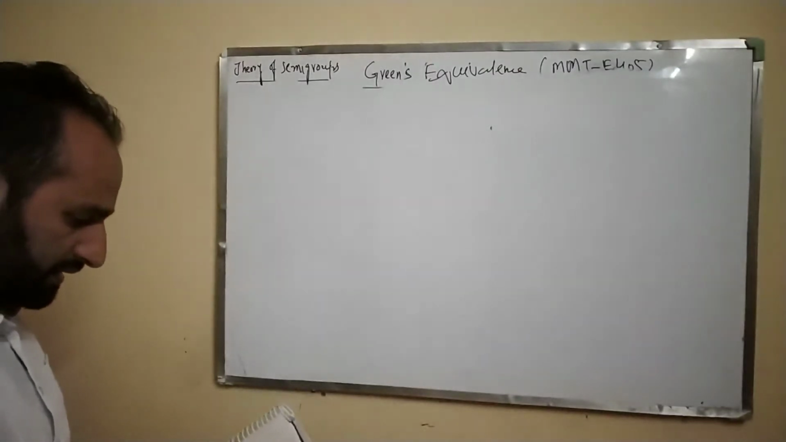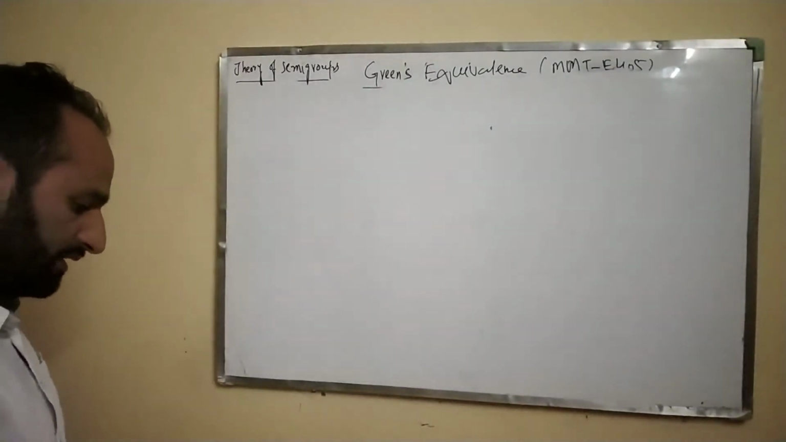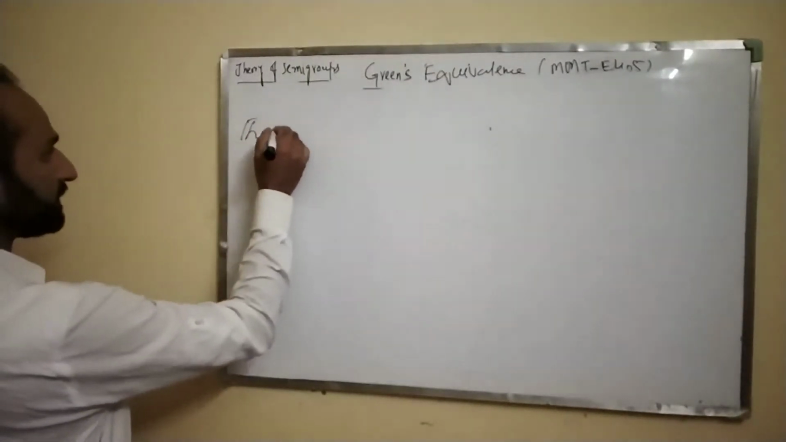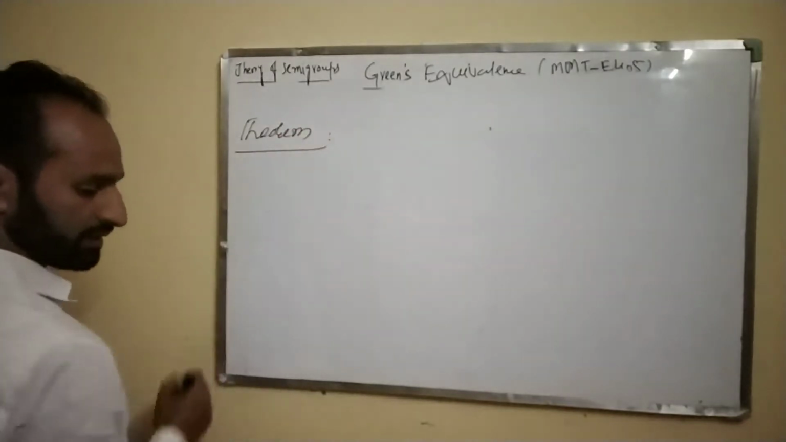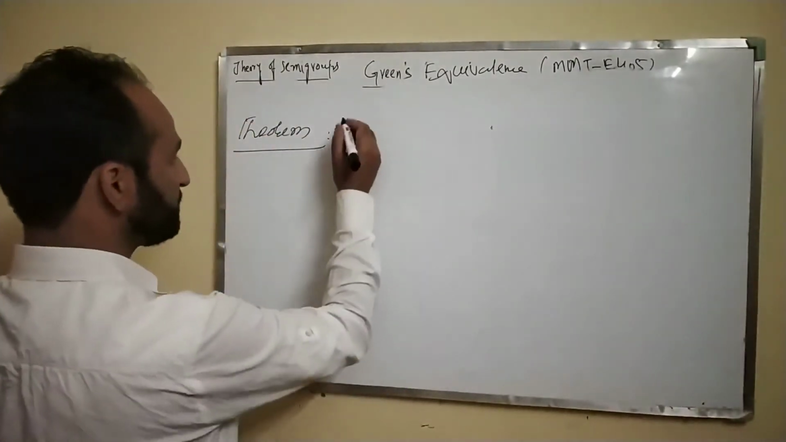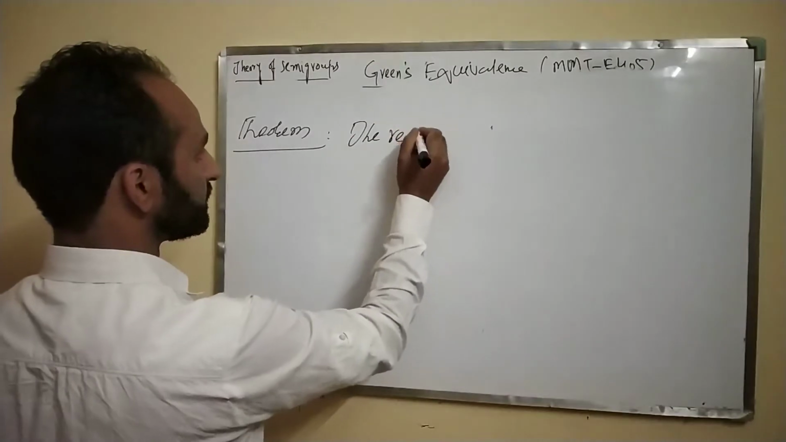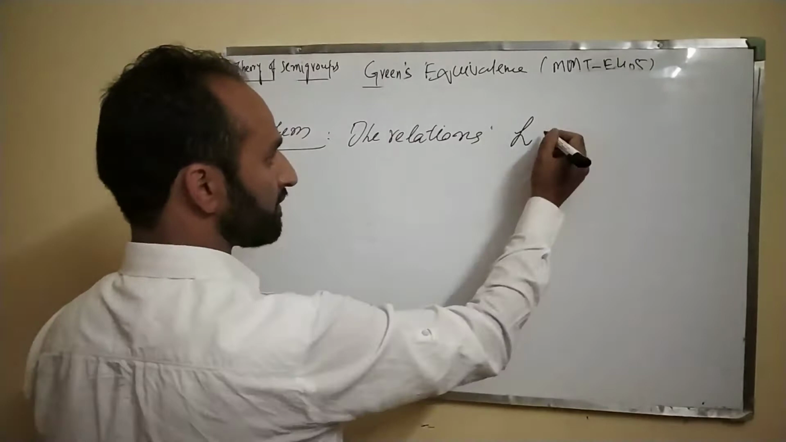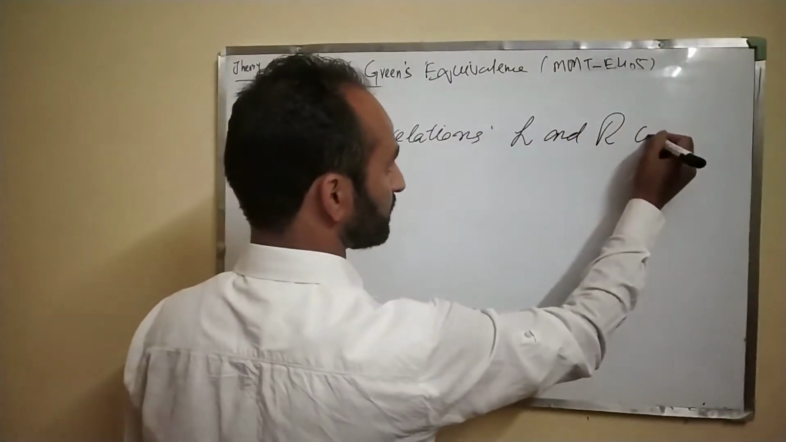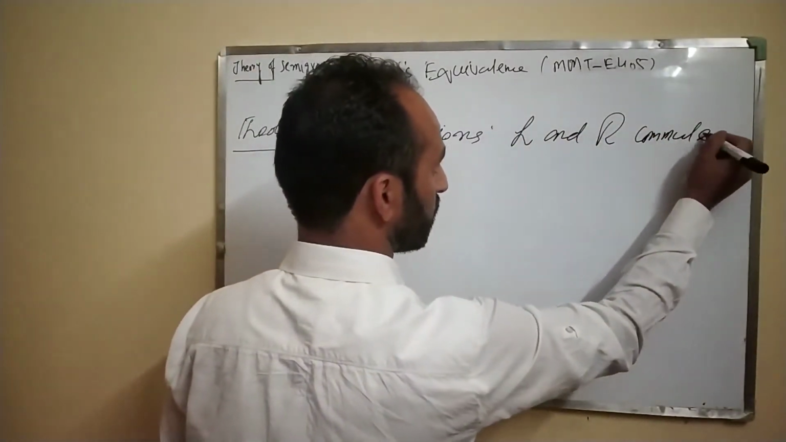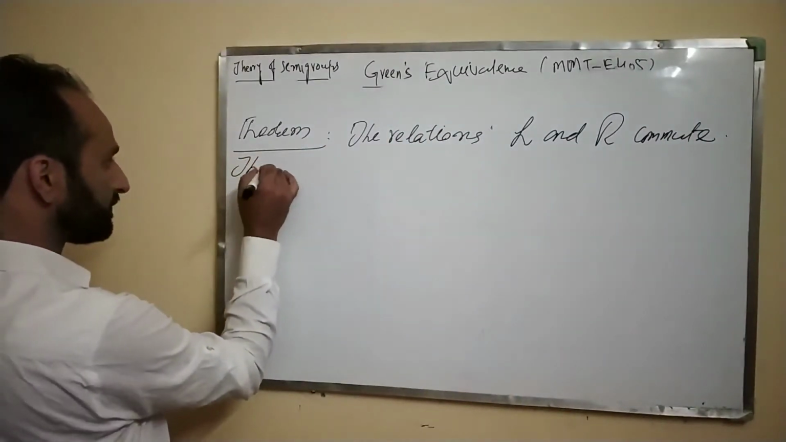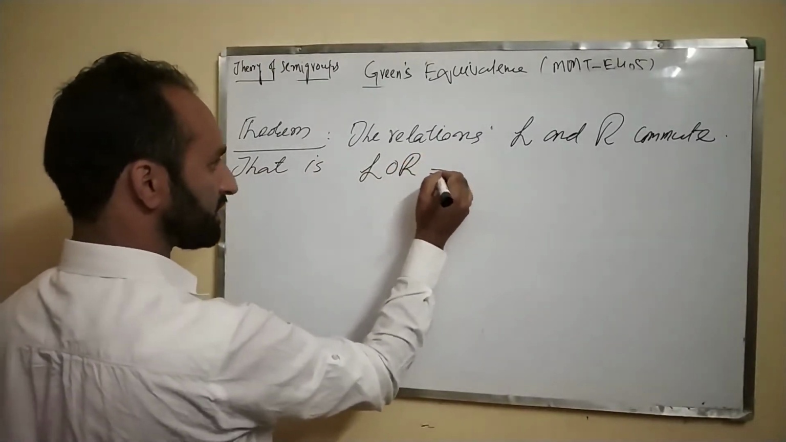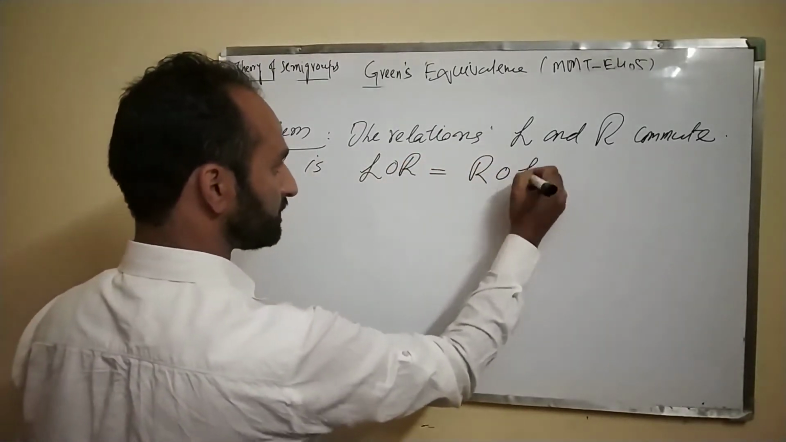Now we will see that these L and R relations commute. That's the next theorem. L and R commute. That is, commute means L composition R is the same as R composition L.